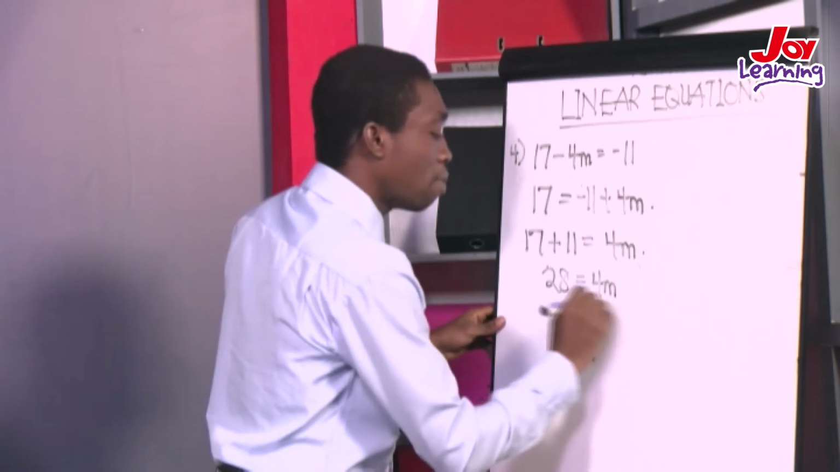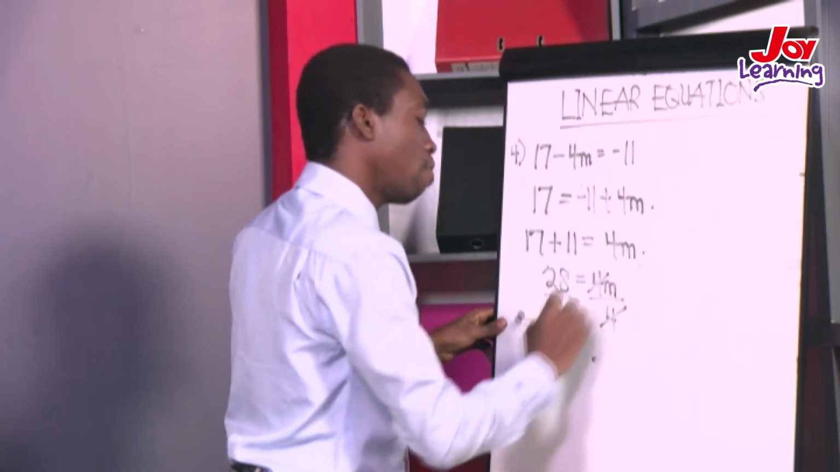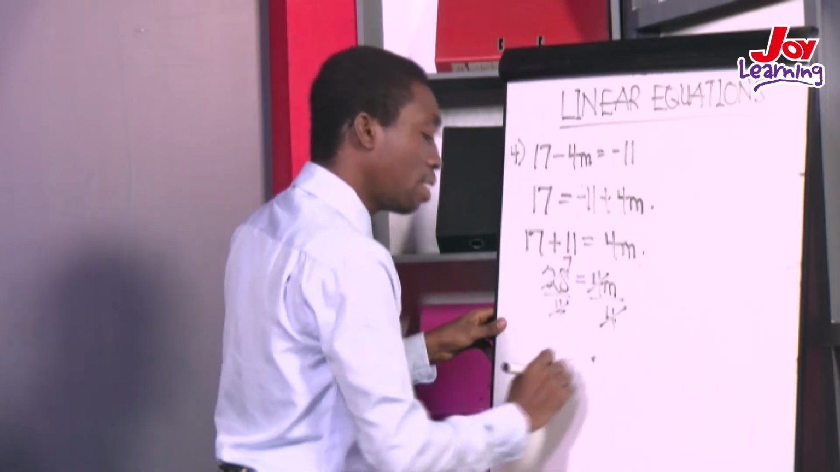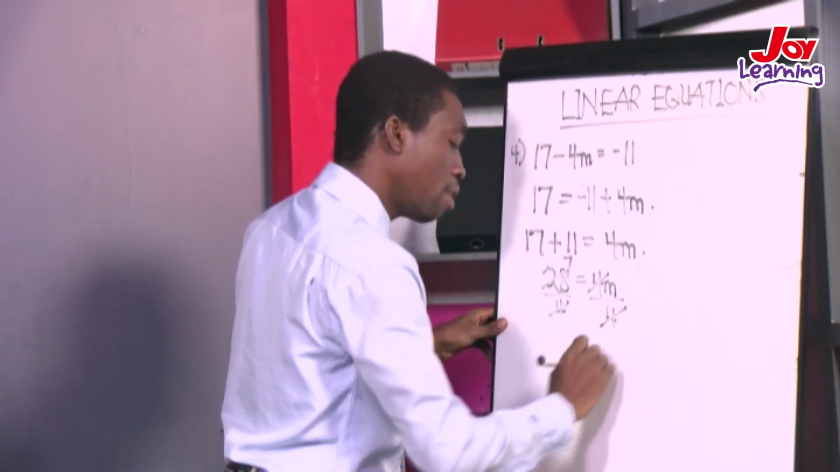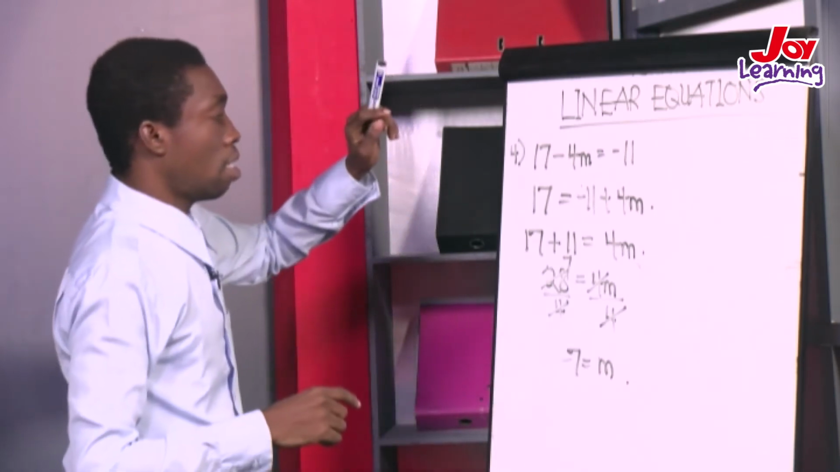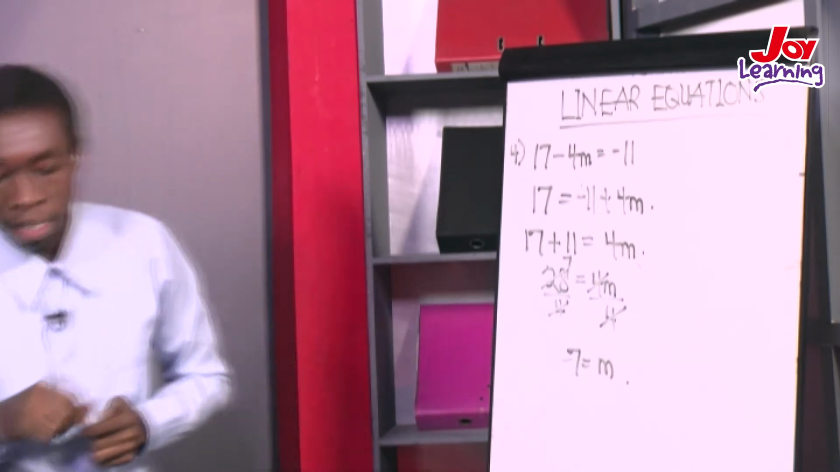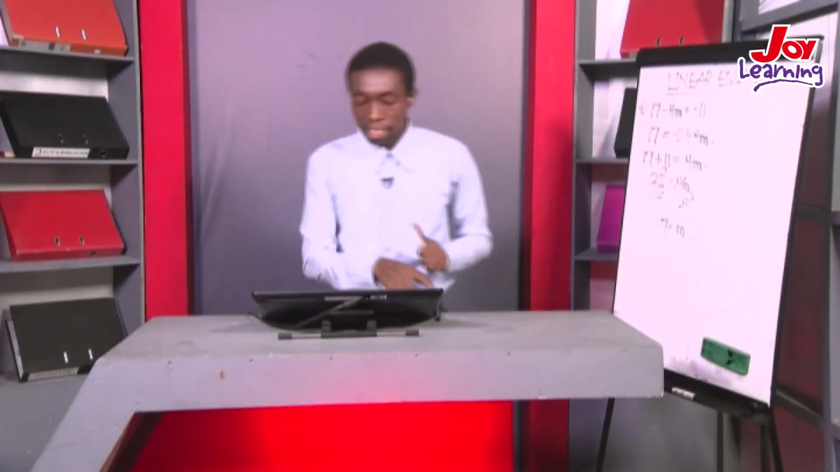At this point, you divide both sides by 4. So the 4 cancels out 4 over here. 4 cancels out 28 7 times. So we are left with 7 is equal to m. So then our value for m over here is what? It's 7. So that's for the fourth question. Now we can look at some other examples.